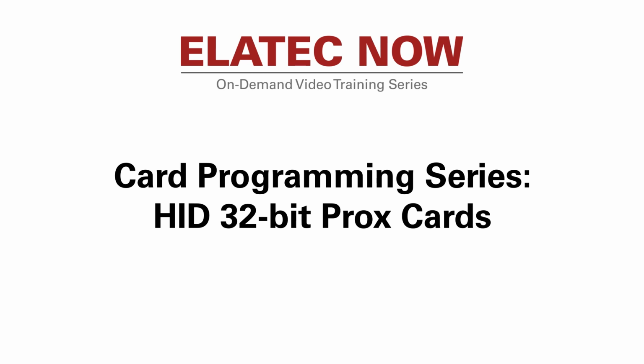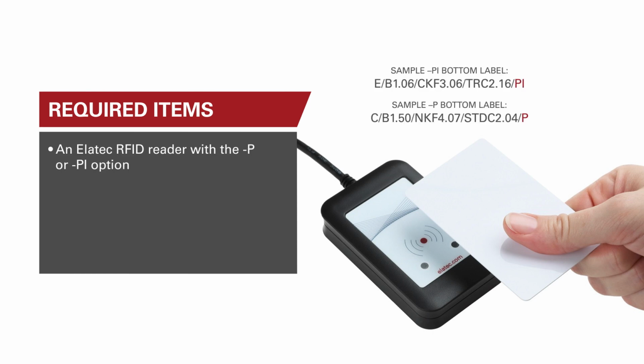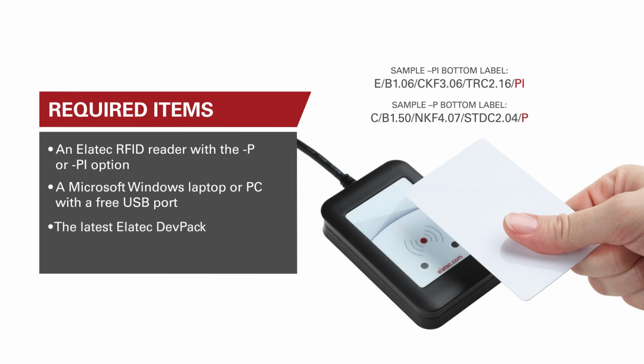In this video, we will demonstrate how to use the App Blaster utility to program an Elatec TWN4 card reader. The required items to follow this training will be an Elatec RFID reader with the -P or -PI option, a Microsoft Windows laptop or PC with a free USB port, the latest Elatec dev pack which can be downloaded at the Elatec website. Please see the link below in the video description. A 32-bit HID RFID card.